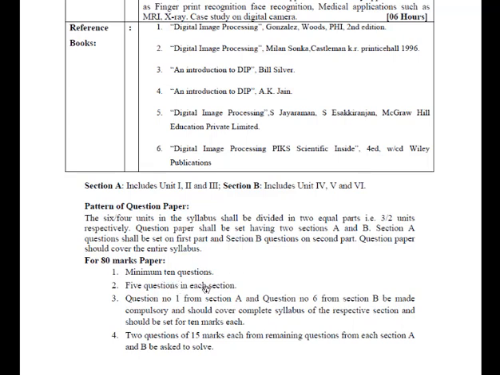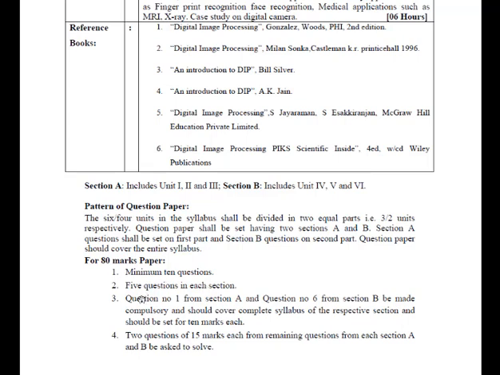Out of an 80-mark paper, there will be 10 questions, 5 questions in each section. Minimum 10 questions; it can be more than that. It can extend to 10, 14, or 16 questions.